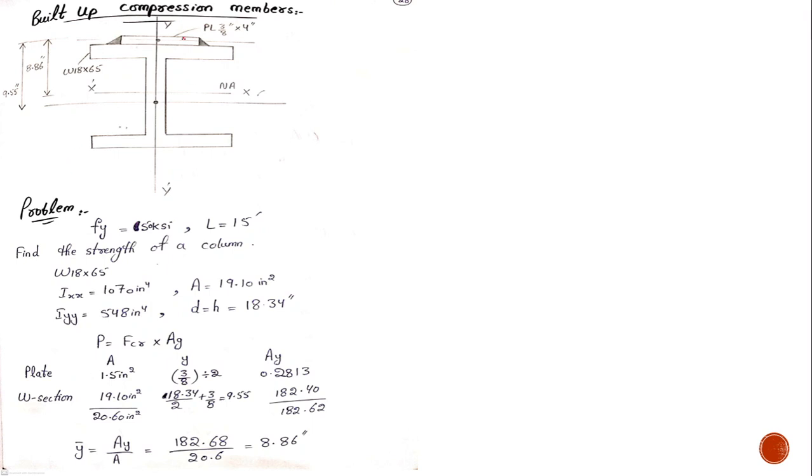The problem is that a plate has been attached with this. The Ixx and Iyy have been changed because of this plate. This is the Ixx and Iyy of this W section, but I have to find the Ixx and Iyy, or simply Ix or Iy, of the built-up section. The concept is very easy, but you have to calculate the Ix and Iy values.